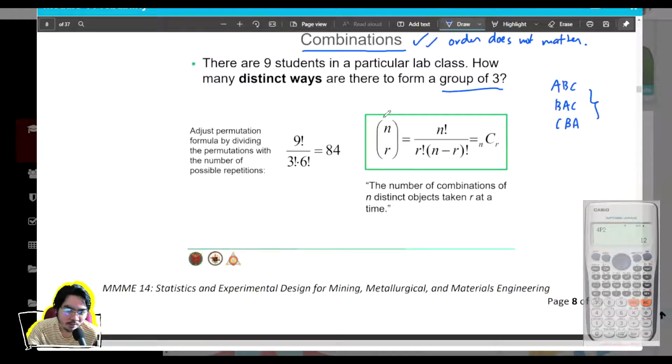So the combination equation, you can use this formula. Pero suggestion ko, just use the calculator or the Excel. I'm doing the calculator right now. I have 9 students and I want to have a combination taken 3 at a time. So I just do 9, shift, itong division symbol. So I get 9C and I'm taking 3 at a time. So 9CR gives me 84, which is the same na nakuha natin dito. And we can also do that in Excel as well.